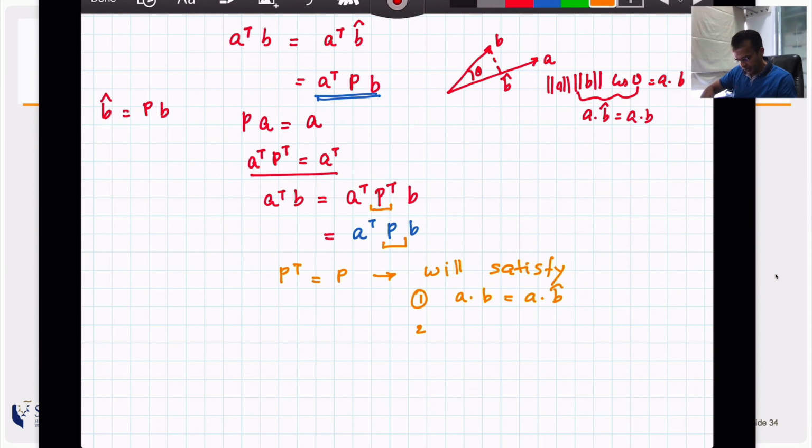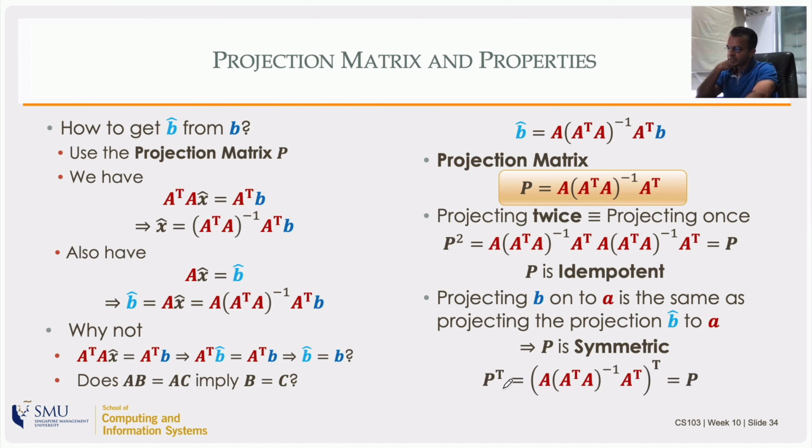The two conditions that we have, 1 and 2, are the two things that we will use to show that P is symmetric. And again, you can take P transpose, which will be the whole thing transposed. Because of the product rule, the first one will be A transpose transpose, which is A. The second one will be A transpose A, the whole thing inverse transpose, which is the same as the transpose inverse, and that is the same as this. And then the last element will be A transpose. So you just apply the product rule of transposes and the fact that the transpose of an inverse is the inverse of the transpose, and then use the fact that A transpose A is actually symmetric, and then you will get that the whole thing is symmetric.